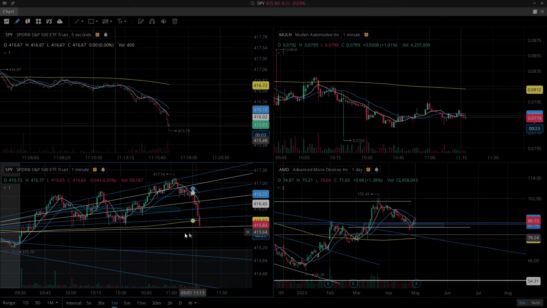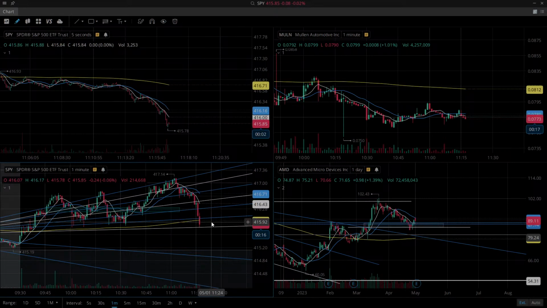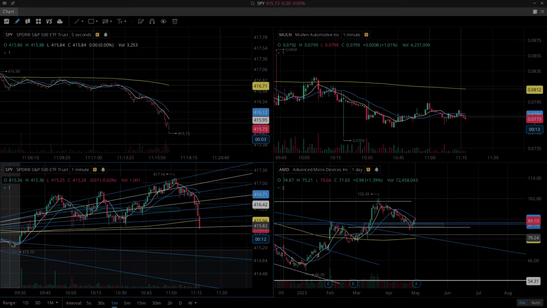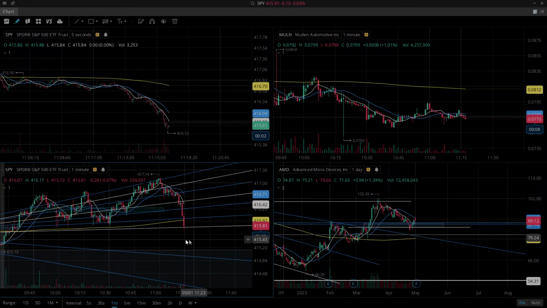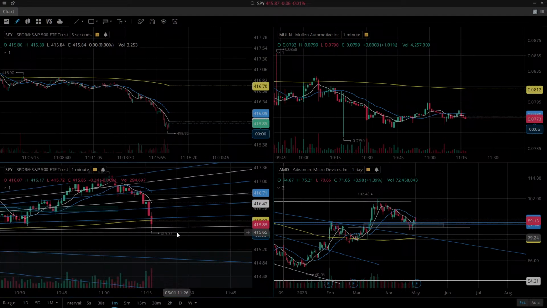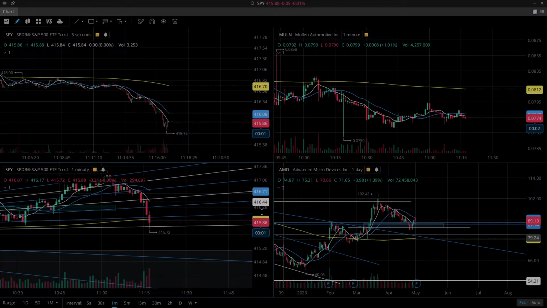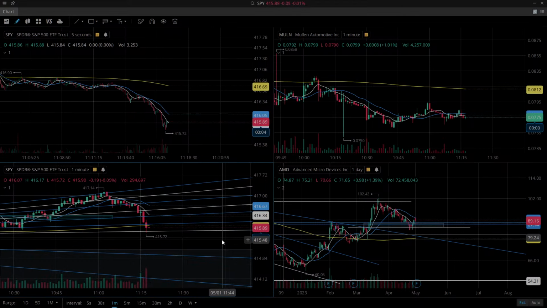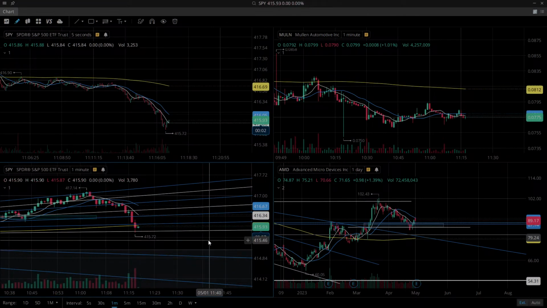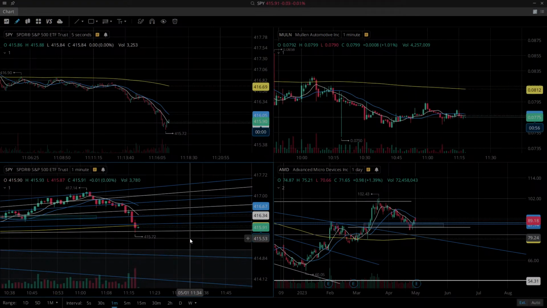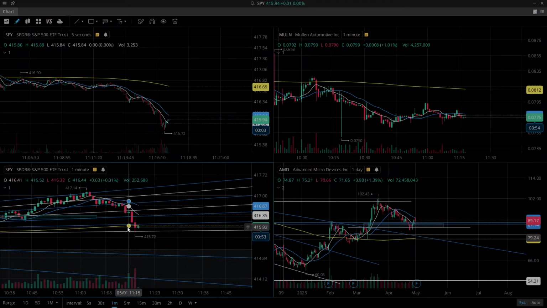Next fan line, and we are looking for a pause. This gives you a third leg measured move. Now we're just kind of gonna float. Give this a minute to accumulate here. Well, we broke that. Let's see.